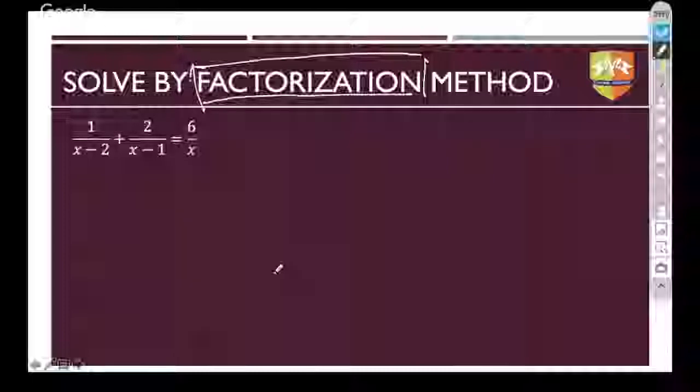And when nothing is mentioned, then it is your choice whether you use the factorization method, complete the square, or use the quadratic formula. Most of the questions in the CBSE board paper can mostly be solved by the factorization method. So it's always good to solve through factorization because it is simpler and less prone to calculation mistakes.